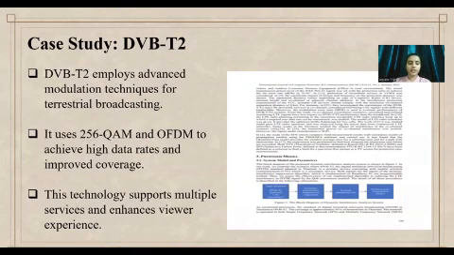Case study: DVB-T2. DVB-T2 employs advanced modulation techniques for terrestrial broadcasting, and it uses 256 QAM as well as OFDM in order to achieve high data rates as well as improved coverage. This technology supports multiple services and also enhances the viewer's experience.